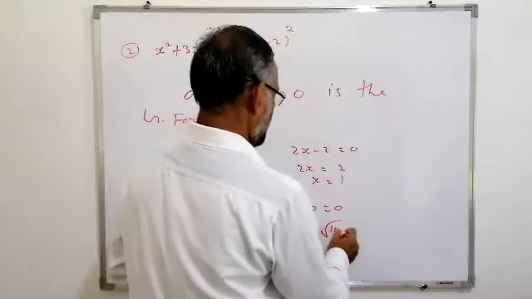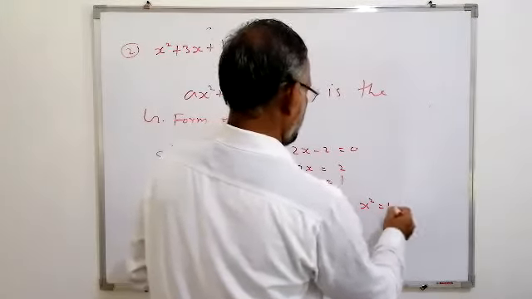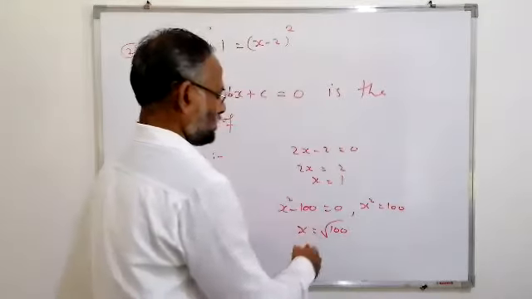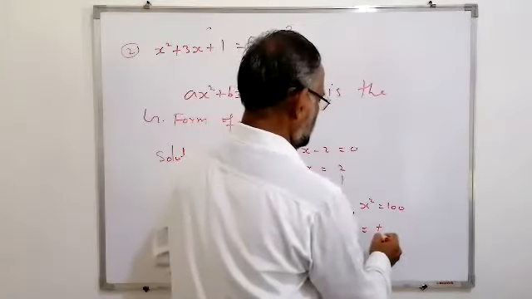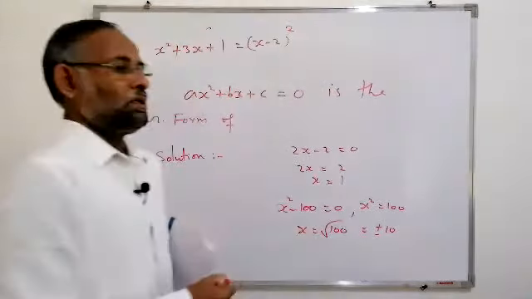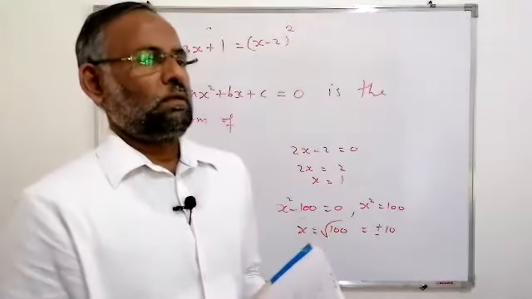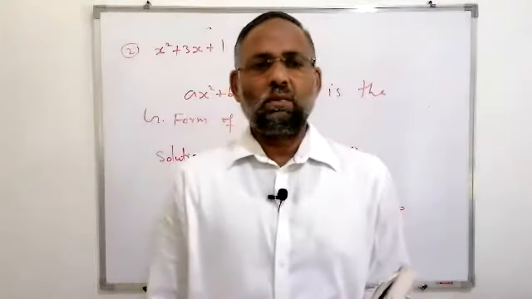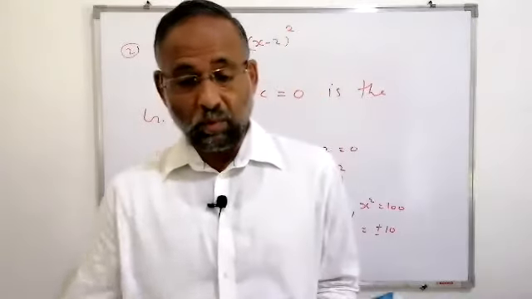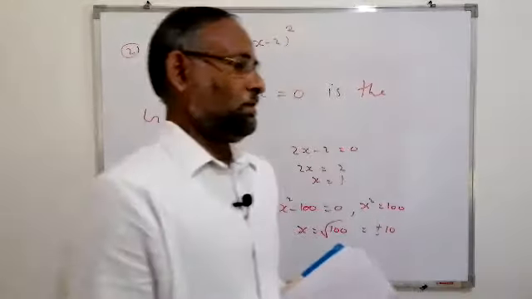x square is equal to 100, so x is equal to root of 100, that means plus or minus 10. You got two solutions. Those who are confused, write that. It doesn't matter, this is only the starting. I don't want any confusion about the quadratic equation, because we will study quadratic polynomials for more than 10 classes.